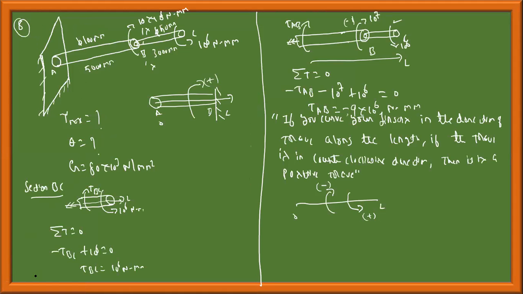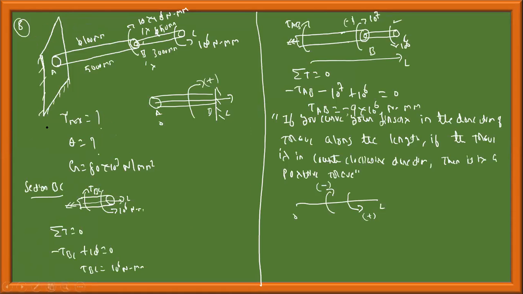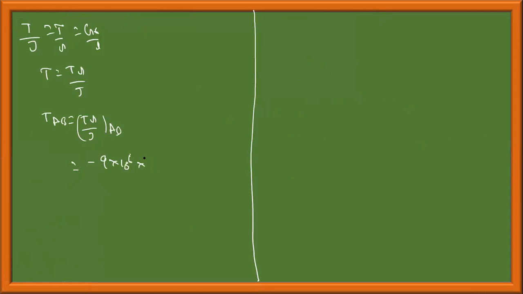T by J is equal to tau by R is equal to G theta by L. So tau is equal to TR by J. Tau AB is equal to TR by J of AB, where T of AB is minus 9 into 10 power 6. The diameter in the region AB is 100 mm, so R is 50, and J is pi into d power 4 by 32.